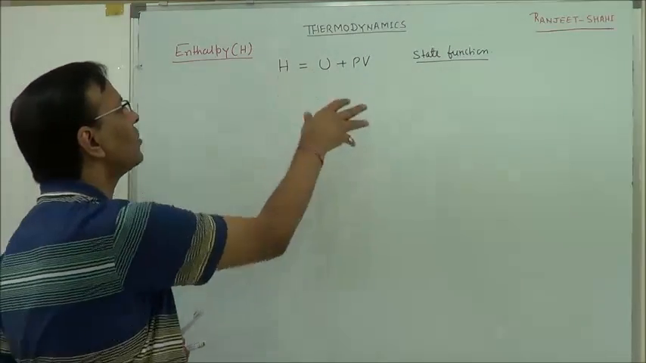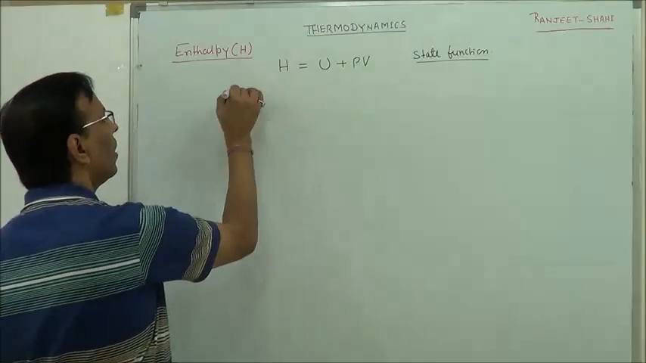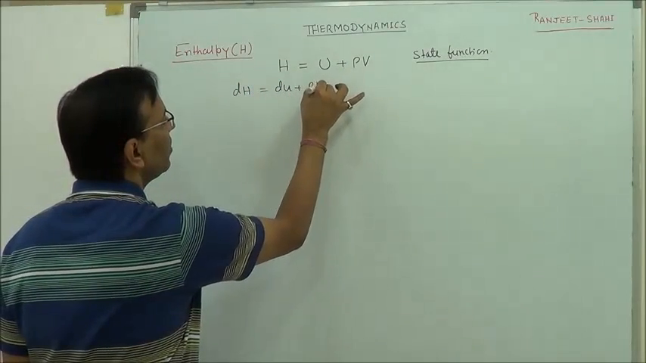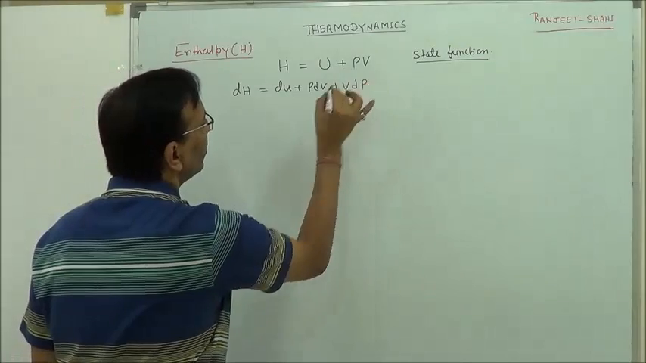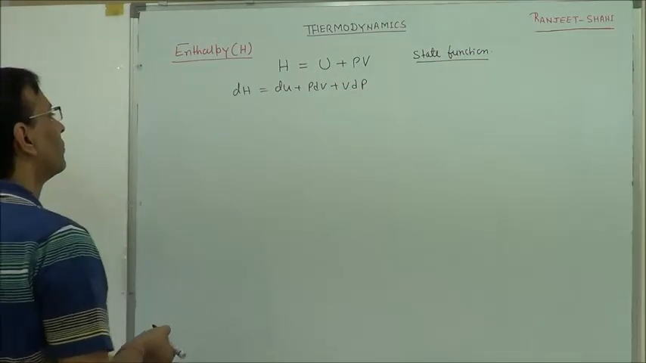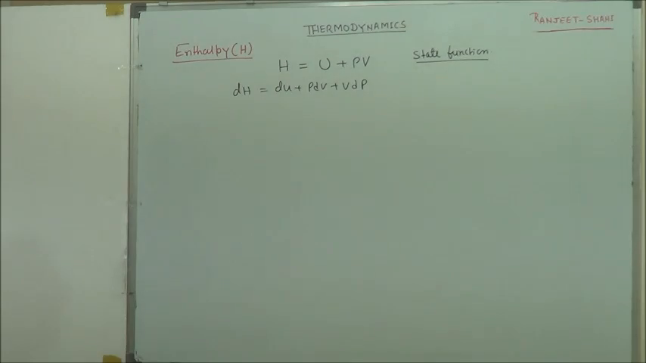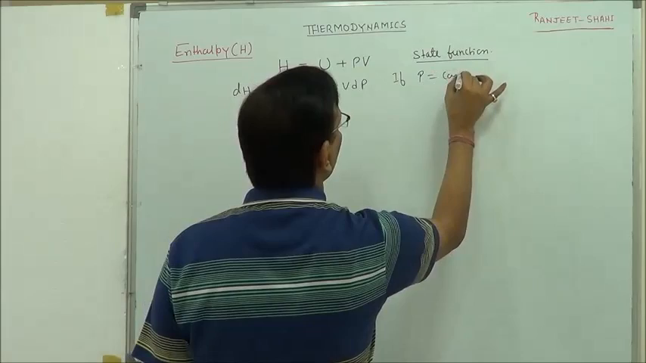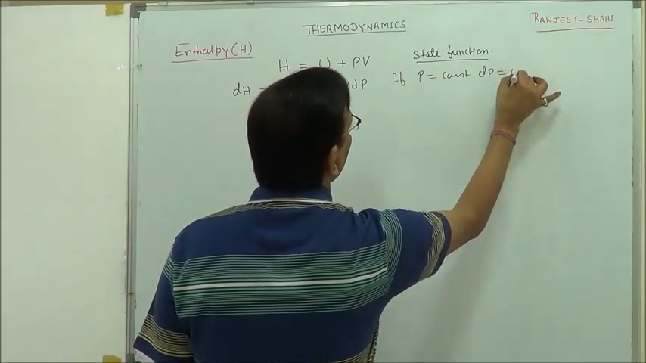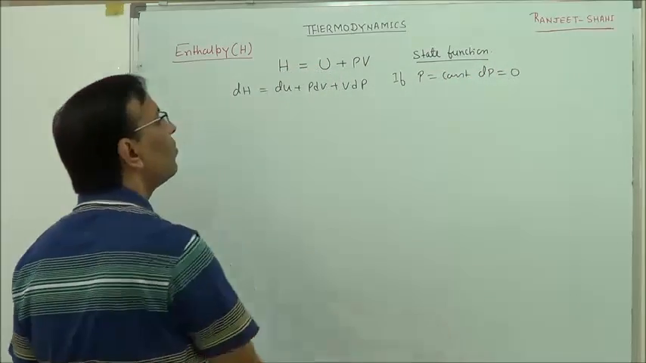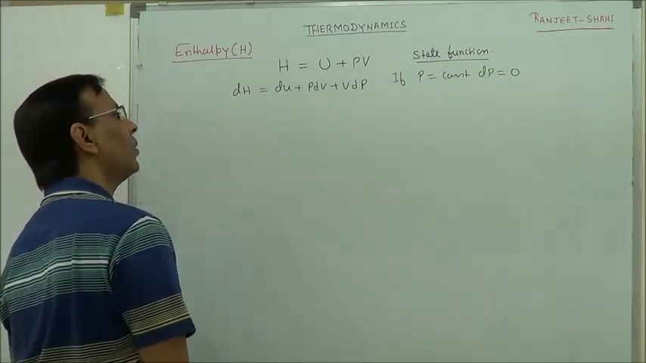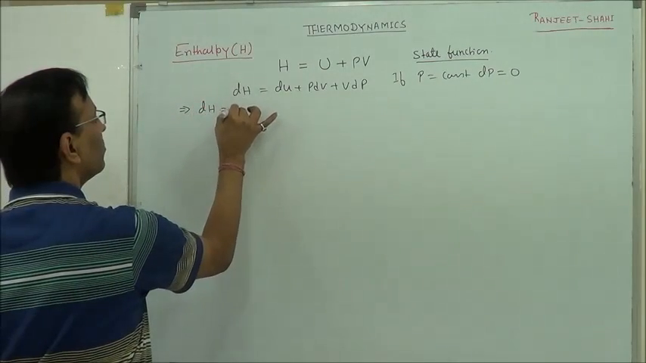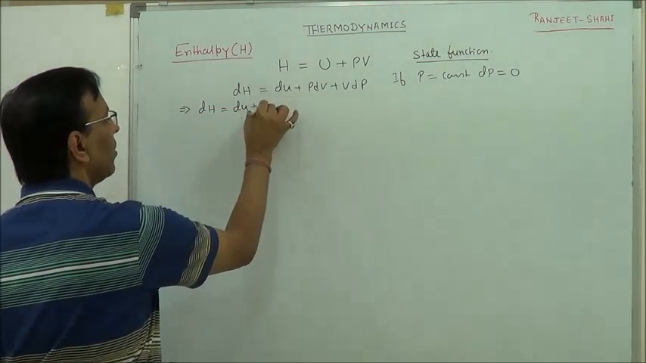If we differentiate the two sides, what we observe is dH is equal to dU plus P dV plus V dP. If P is constant, dP will be 0. We are putting a condition here. If pressure is constant, dP will be 0. In that case, dH will become dU plus P dV.